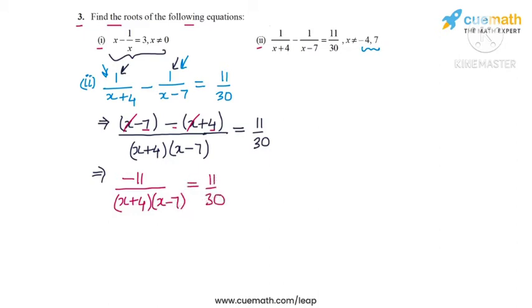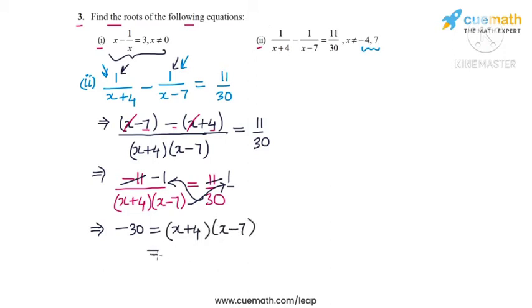So we can divide both sides by 11. So we'll get minus 1 here and we'll get 1 here. And now we can cross multiply. So on the left hand side, we can multiply minus 1 with 30, so we'll get minus 30. And on the right hand side, we can multiply 1 with this product of binomials, so we'll get x plus 4 times x minus 7.